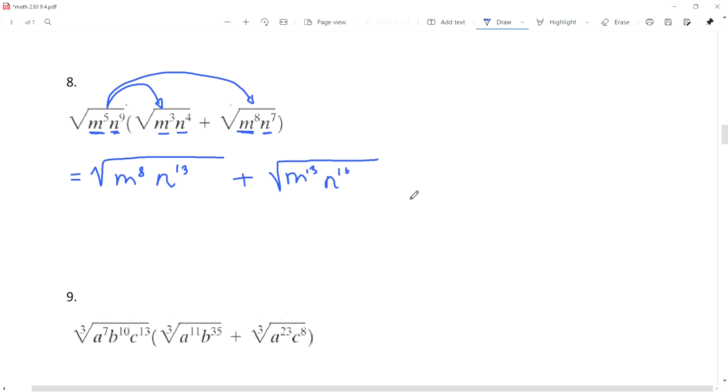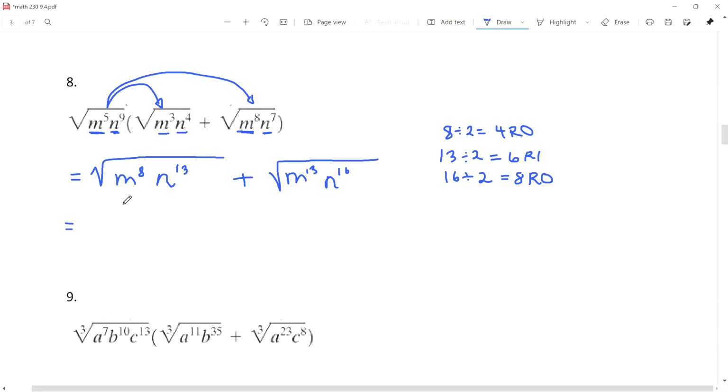Now remember, we're looking for groups of 2, so we'll divide each of these exponents by 2. 8 divided by 2 is 4, remainder 0. And 13 divided by 2, that's going to be 6, remainder 1. And 16 divided by 2, that's 8, remainder 0. Now notice I only did 13 divided by 2 once because I know if I do it once for the m to the 13th, that's the same for the n to the 13th.